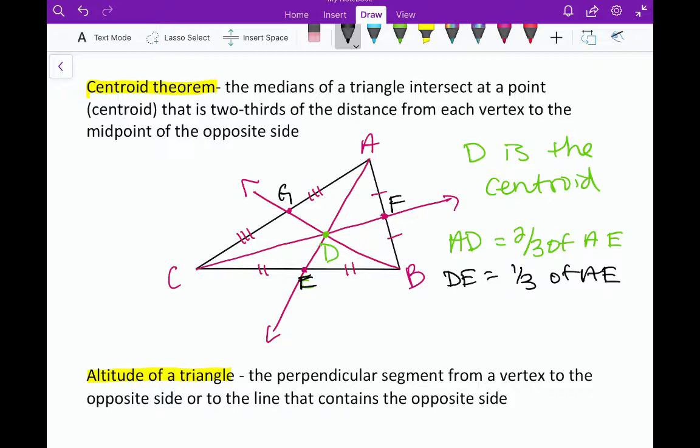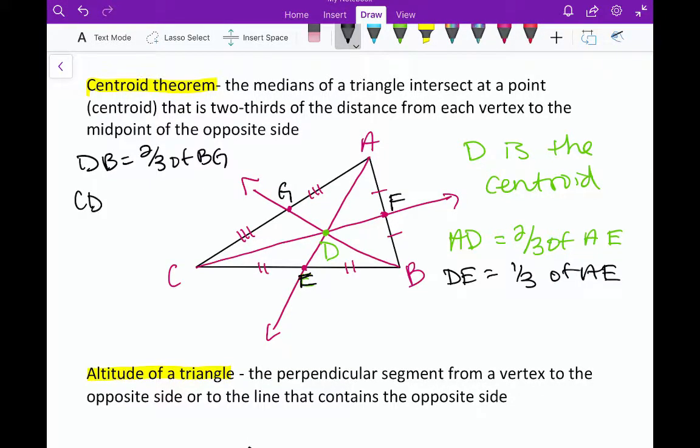So when you see the centroid, you should notice that the centroid cuts the segment into two parts, and one is longer than the other. The longer part is 2/3 and the shorter part is 1/3. I'm going to just give you the other examples. DB is 2/3 of BG, and CD is 2/3 of CF.